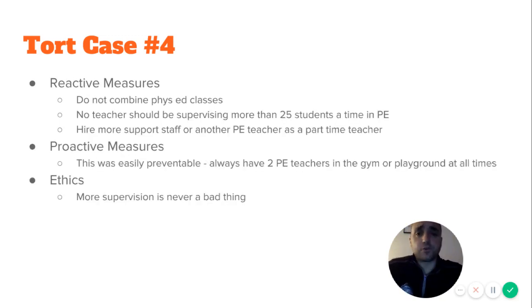Reactive measures. So we're not combining phys ed class. There shouldn't be 40 kids with 1 teacher. The way we do it in New York State is you're allowed to supervise, I believe it is 20 at a time or 21 students at a time in phys ed class. For every 22nd student, you need a second PE teacher in there. No teacher should be supervising more than 25 at a time in PE. Hire more support staff or another PE teacher as like a 0.4 or 0.3 as a part-time teacher.